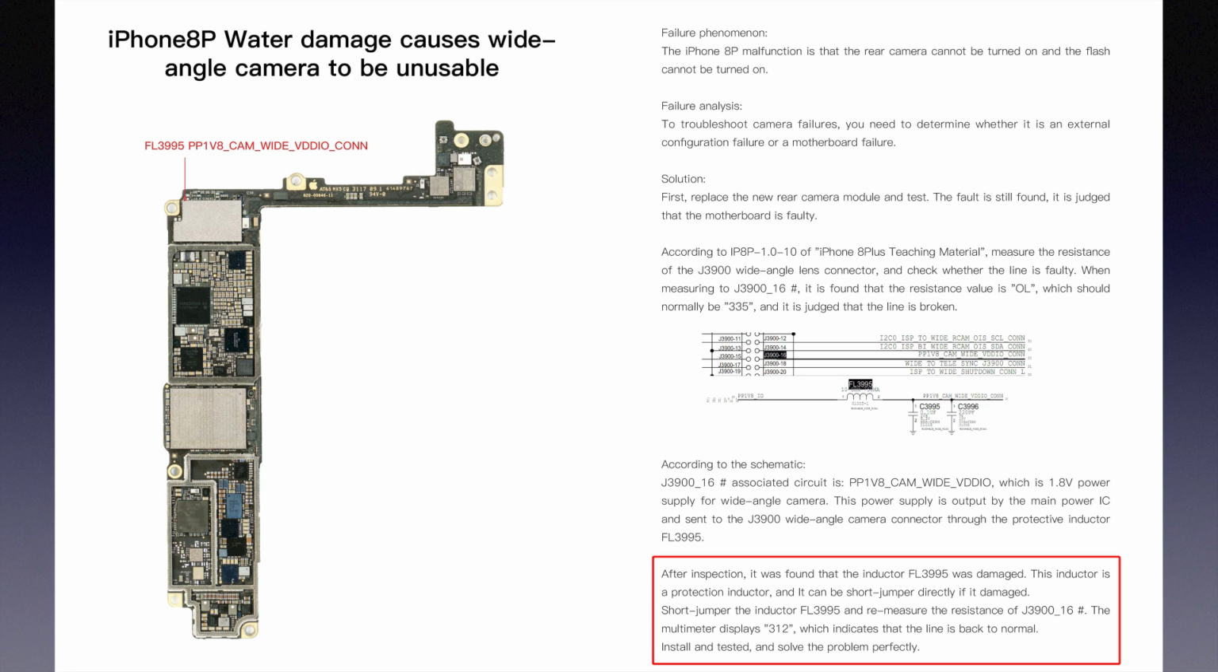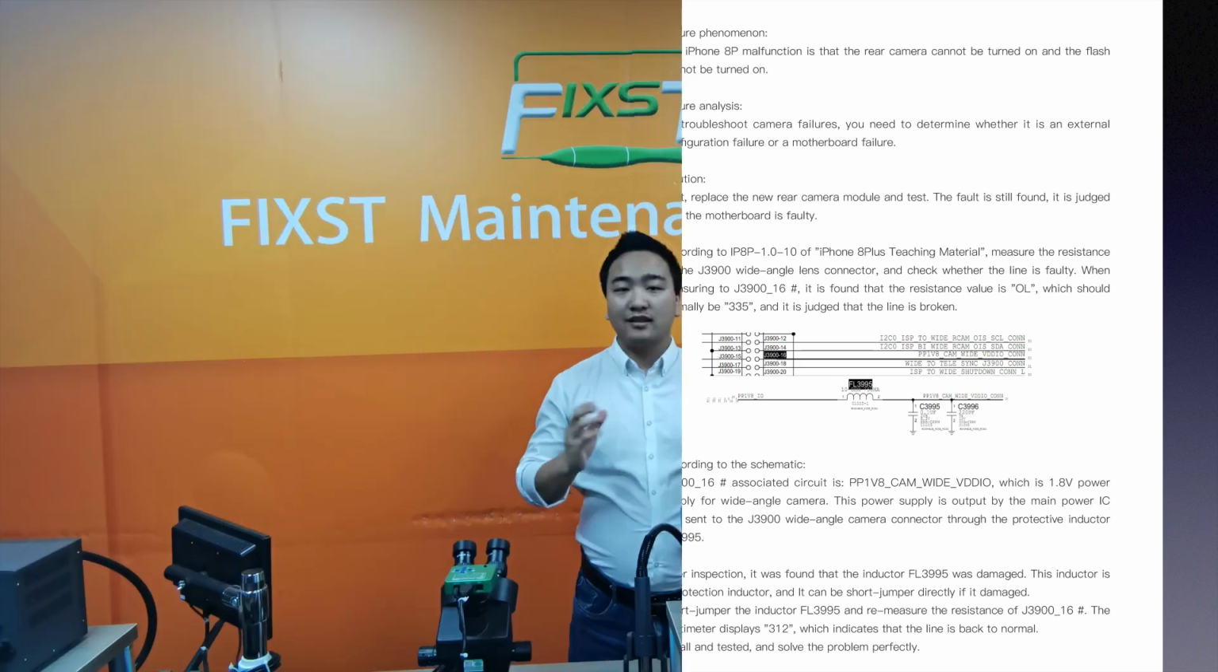This inductor is a protection inductor, and it can be short jumpered directly if it is damaged. Short jumper the inductor FL3995, and we measure the resistance of pin 16 of J3900. The multimeter displays 312, which indicates that the line is back to normal. Install and test, and solve the problem perfectly.